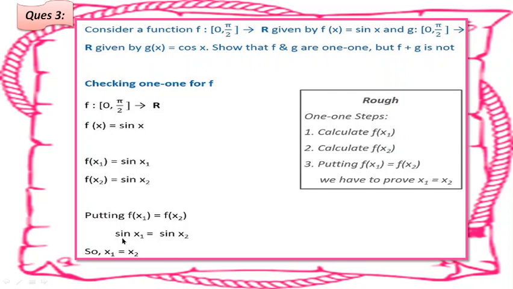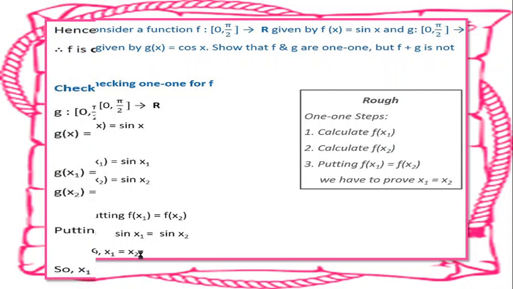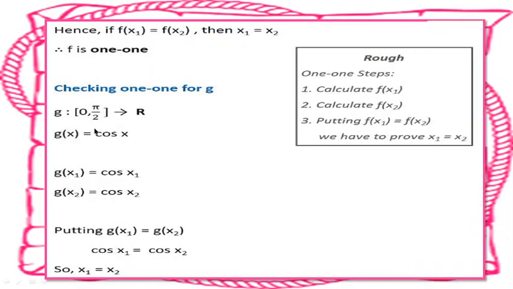Let's equate them. sin x1 equals sin x2, it means x1 equals x2, because you know very well that in this interval 0 to pi by 2, we don't get the same value for any different input. We don't get the same value for the sine function, and same with cos as well. If you give different inputs, we will definitely get different outputs. So if the sine function is giving the same value, it means the input was also the same. So f is one-one. Same way we will check for cos, and this is also one-one.